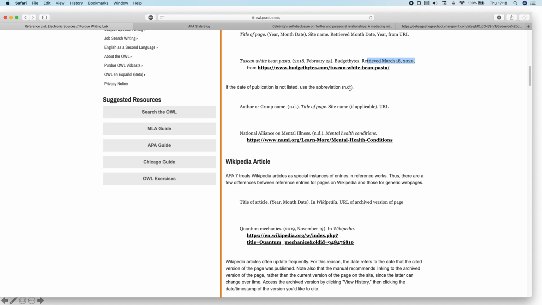If the date of publication is not listed, forget about it. So put in no date. National Alliance on Mental Illness, no date, mental health conditions, blah, URL. Cool.